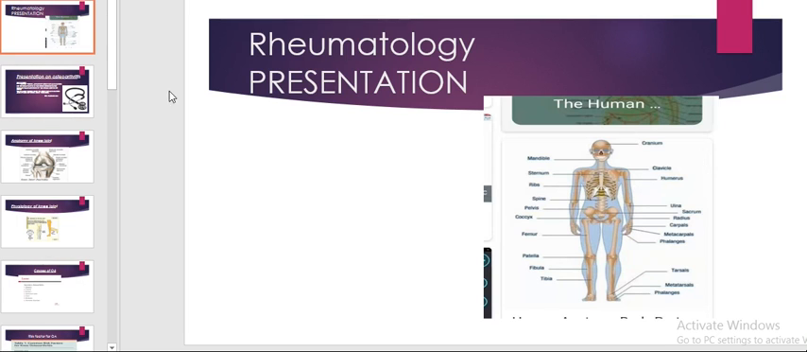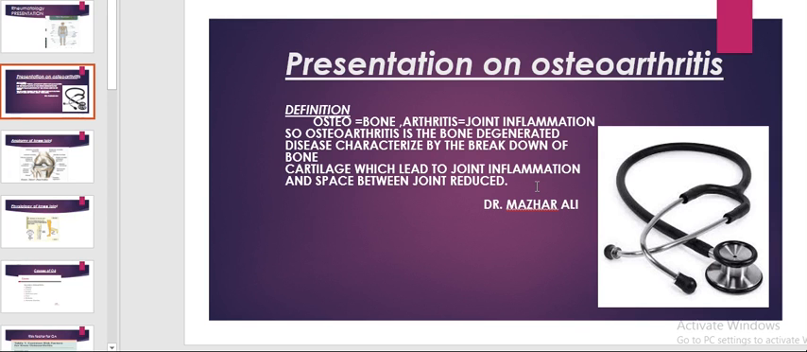I would like to talk about osteoarthritis, a very common disease present in old age. In this disease, there is an inflammation of the joint due to breakdown of bone cartilage. When bone cartilage becomes destroyed, that destruction eventually leads to joint inflammation, and the space between the joint becomes reduced. So it's a degenerative type of condition in old age.